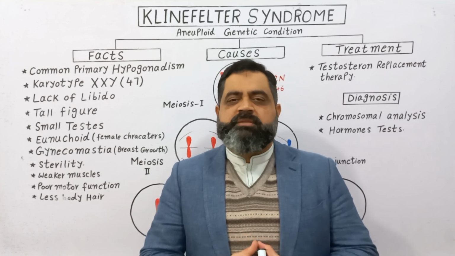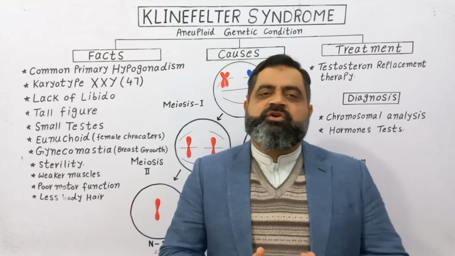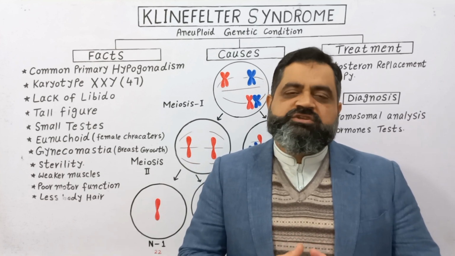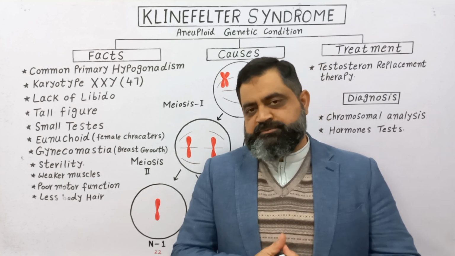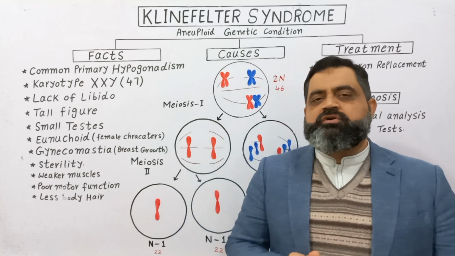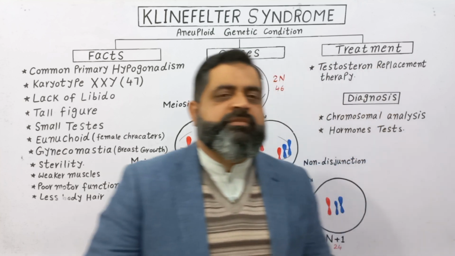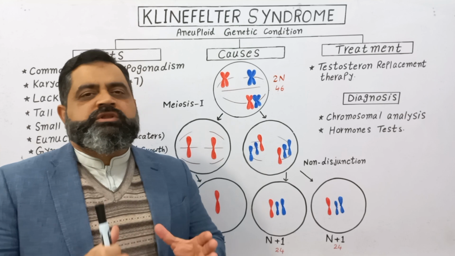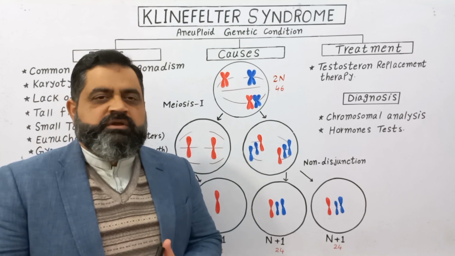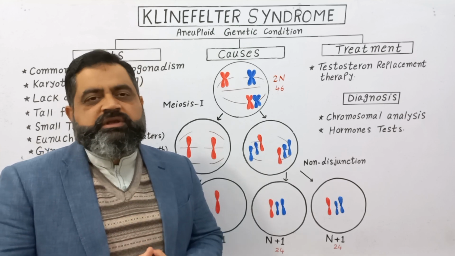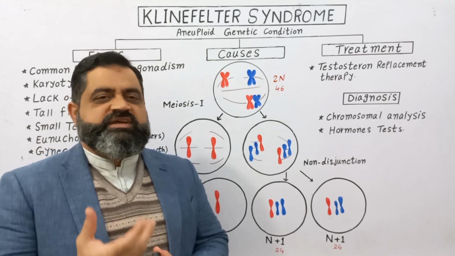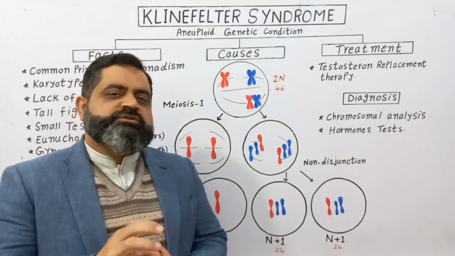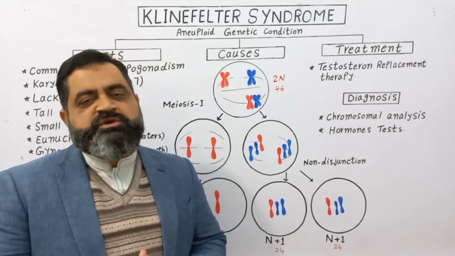Usually these persons are male, they can live a normal life, but their characteristics are female-like, which makes them differ from a normal person. So what is the possible cause of Klinefelter syndrome? As you know, in male and female, during reproduction, gametes are formed inside the gonads, which are testes and ovaries. During gamete formation, a process takes place which is known as meiosis.